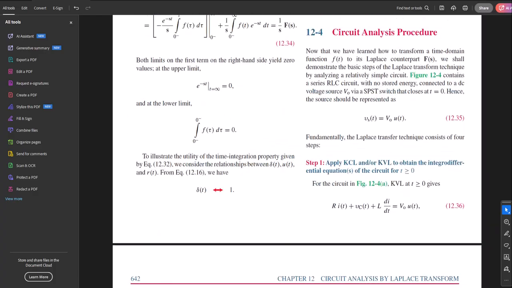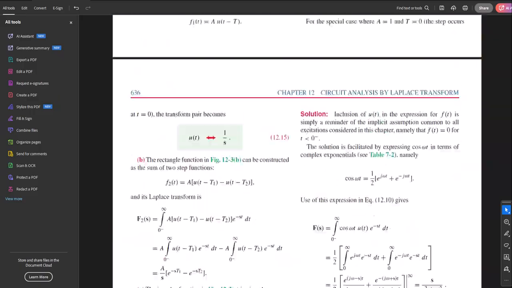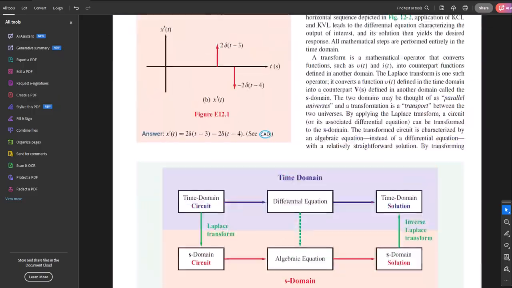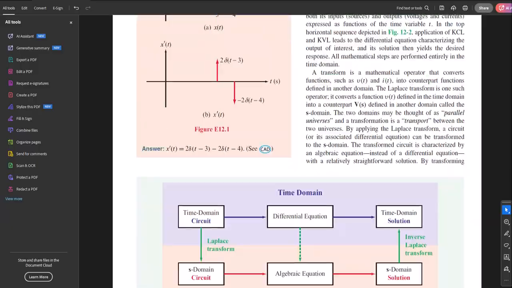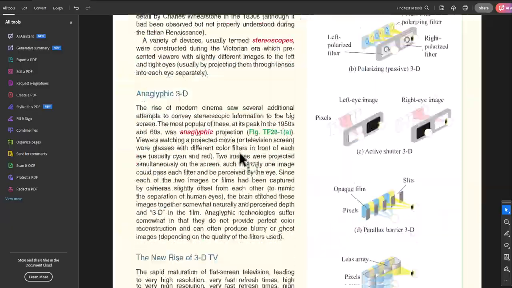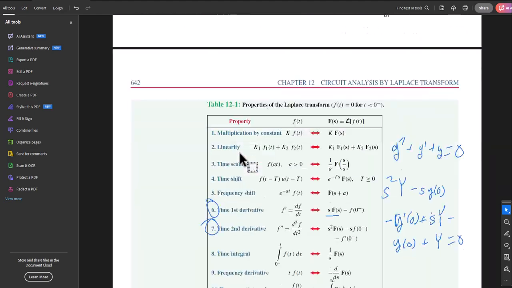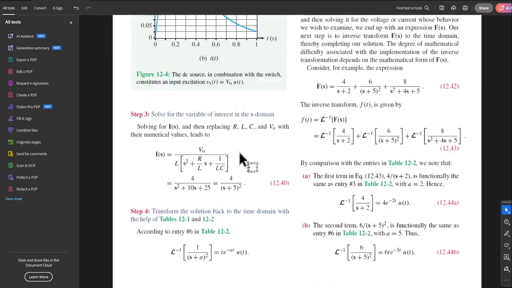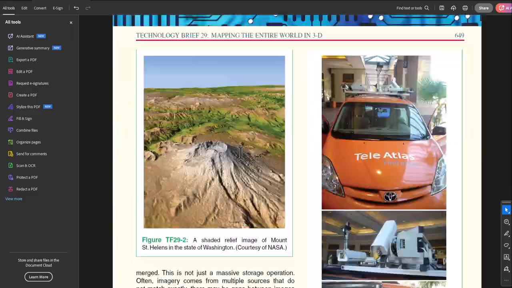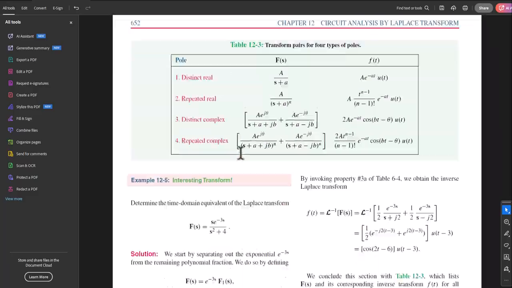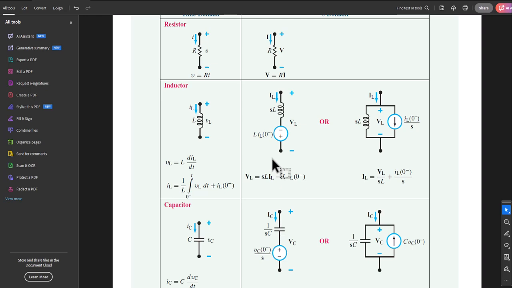So when you take the Laplace transform of these circuit elements, you get this result. So there's a lot of theory in here that's real fun, but okay, yeah, you get this result.